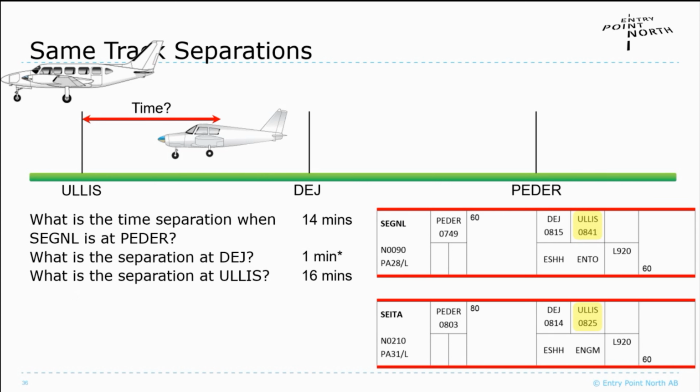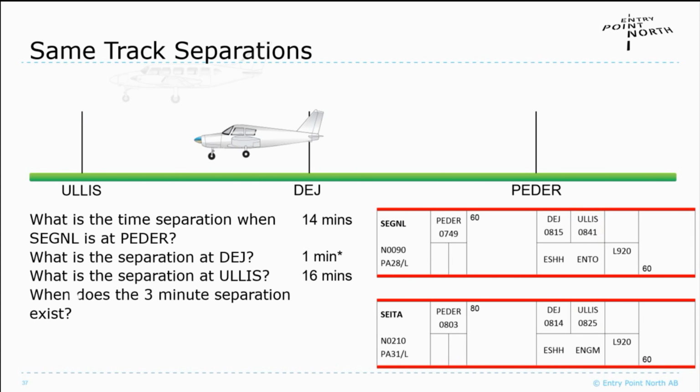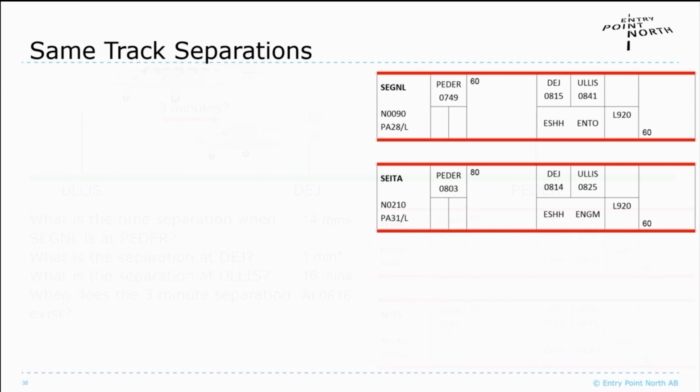So the lazy controller could say, at Ulis, descend to flight level 60, because we know at Ulis you have that 3 minute separation between the aircraft. However, we have 16 minutes, so it's much more time than we actually need. So there is a point in time where that 3 minutes will actually occur somewhere else. So when does the 3 minute separation actually occur? It occurs at time 1:06, but then of course the question is, how do we work that out?